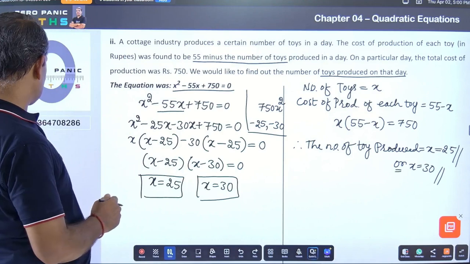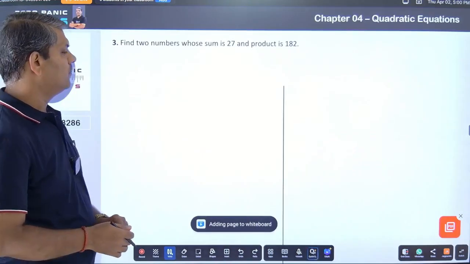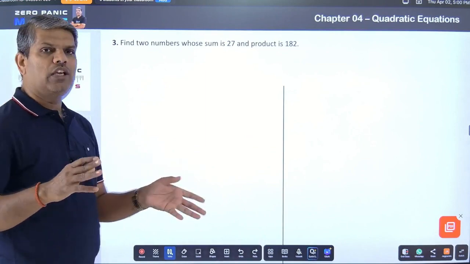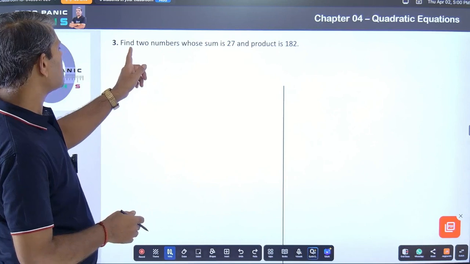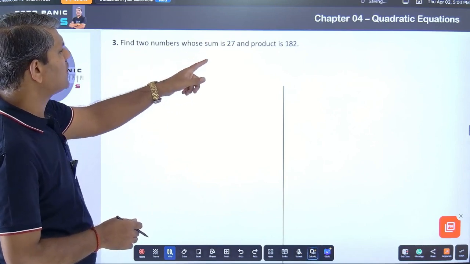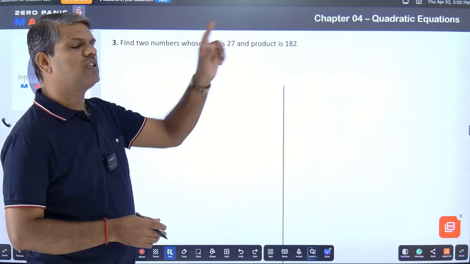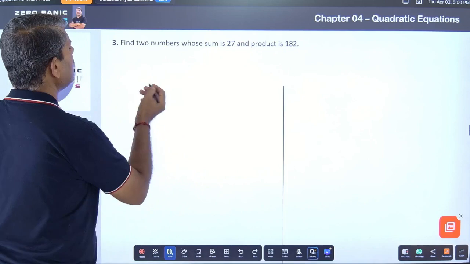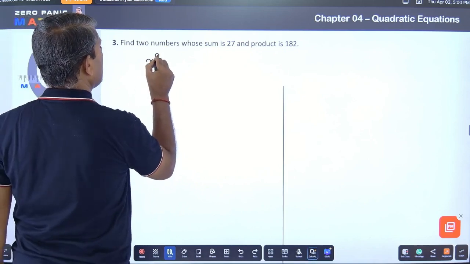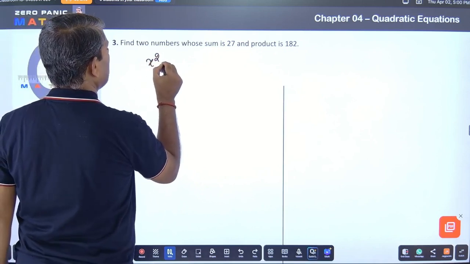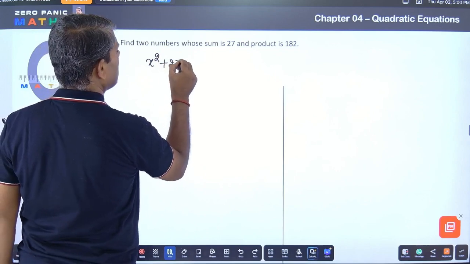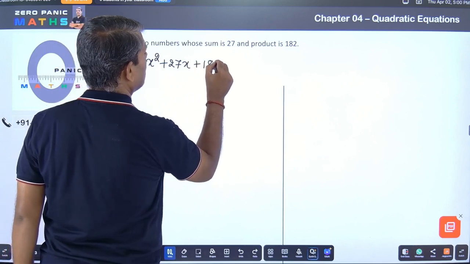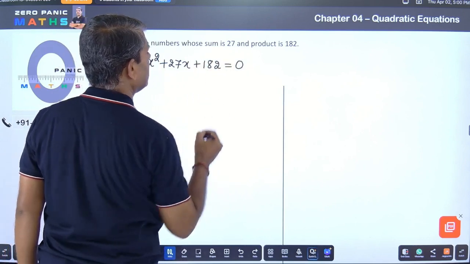Now let us look at the next problem. The third problem is a little bit different. There is no equation given here. They are asking us to find the two numbers whose sum is 27 and product is 182. Now it is something like an equation where they want x square plus 27x and plus 182. They want it something like this.